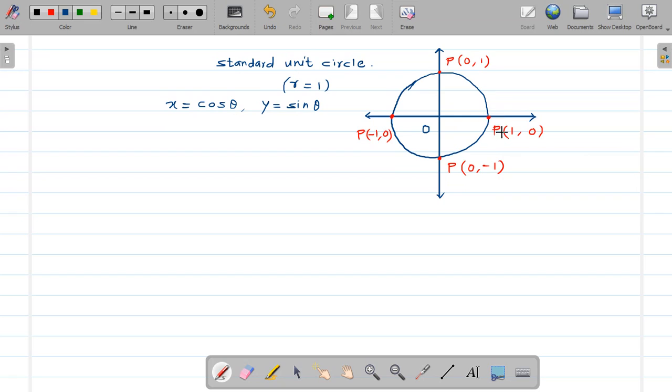Now if you consider the standard points here, then for this point the angle will be 0. For 0, see the coordinates (1, 0). So the x coordinate here is 1, the y coordinate is 0. Now the x coordinate is the value of cos. So from this figure, cos 0 is 1 and sin 0 is 0. Now for this particular point P, the angle is measured from the positive x-axis in the anti-clockwise direction, and the corresponding angle is 90 degrees.